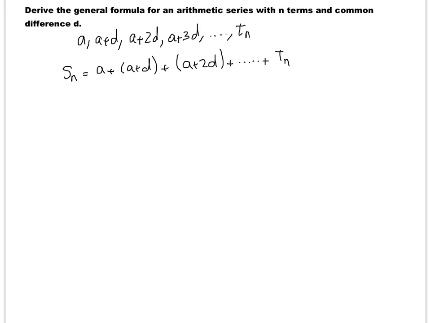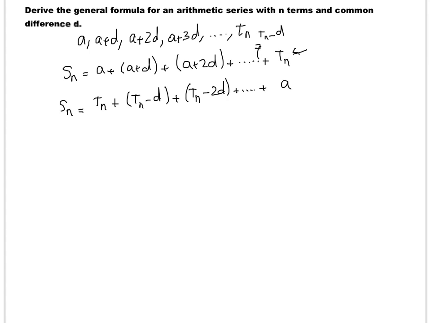Now let's rewrite this sum as the following. Let's say Sn is, I'm going to write the sum from the last term to the first term. So t sub n plus t sub n minus d. Remember, the previous term here is t sub n minus d, because to get to the next term, I'm going to add d to it, so I get tn. And the next term is tn minus 2d, and this continues until the first term, which is a.